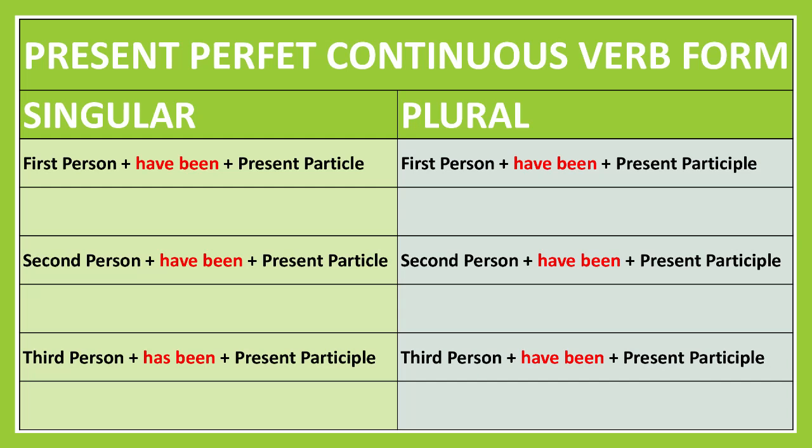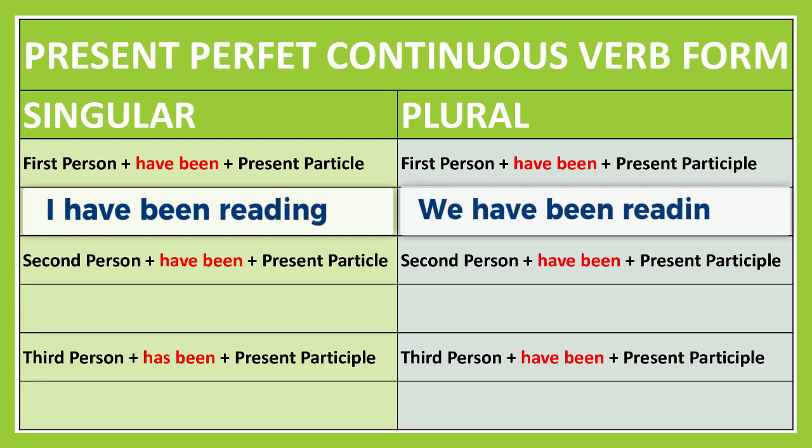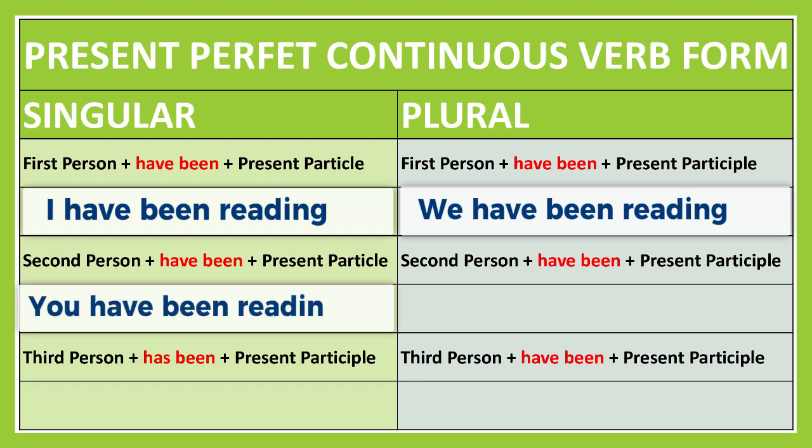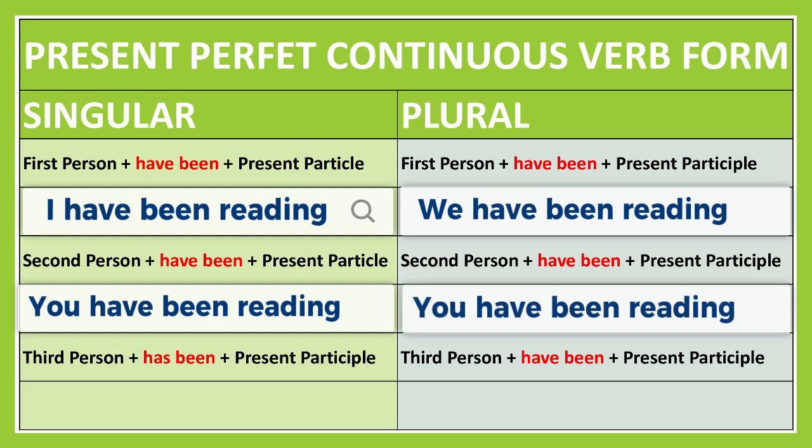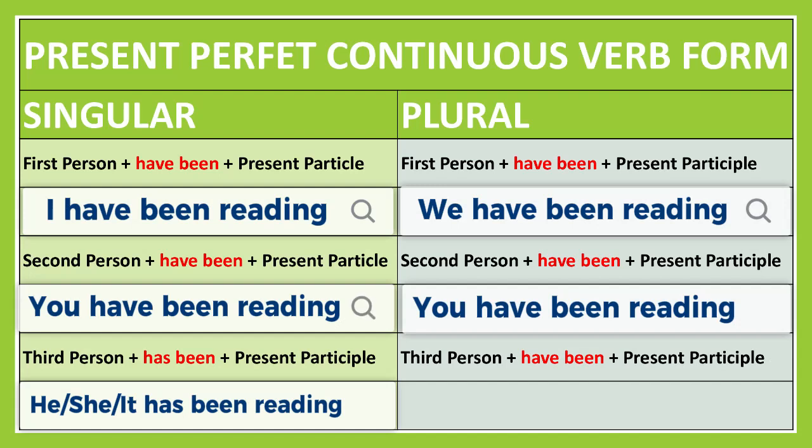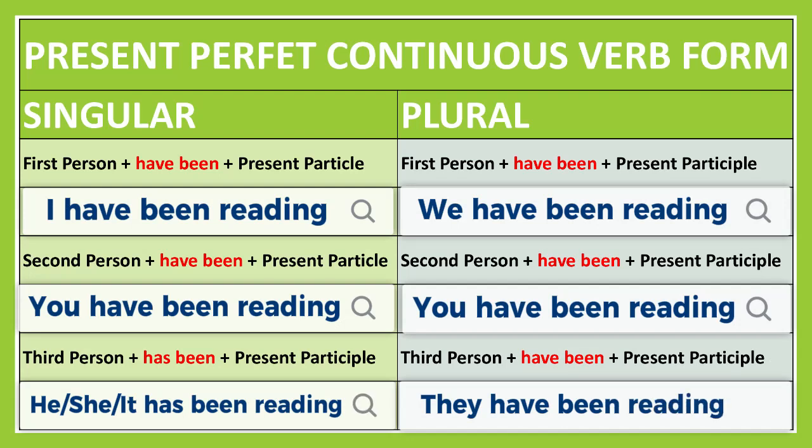Now let's practice conjugating verbs for the present perfect continuous form. Use the verb read. First person singular, I have been reading. First person plural, we have been reading. Second person singular, you have been reading. Second person plural, you have been reading. Third person singular, he, she, or it has been reading. Third person plural, they have been reading.